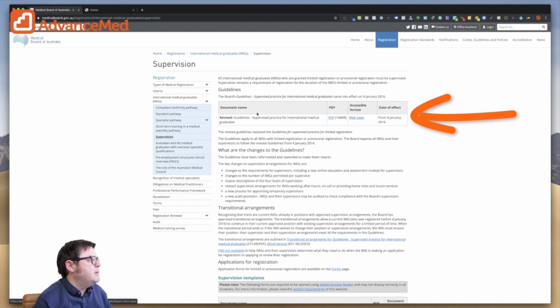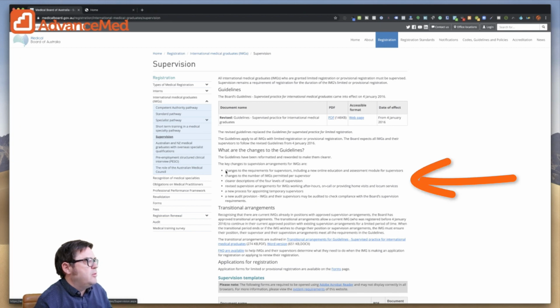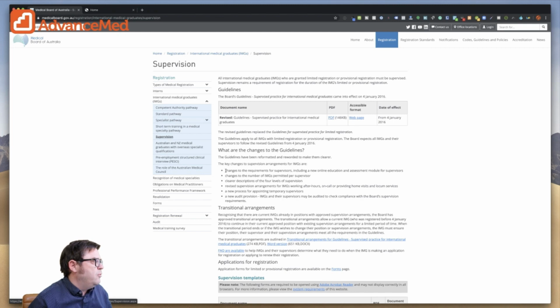So the board's guidelines are listed here. They were changed on the 4th of January 2016. So these changes really aren't that new anymore. But the key changes then were changes to the requirements for supervisors to do online education and assessment. That's what we're going to do right now. Changes to the number of IMGs permitted per supervisor.